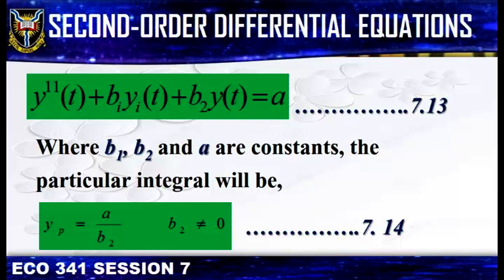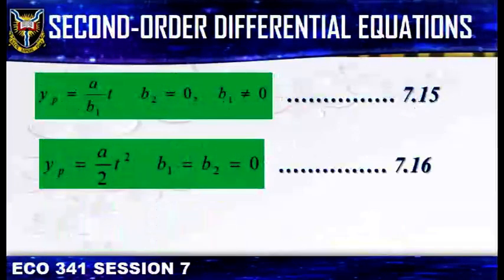The particular integral will be yp is equal to a over b2, b2 is not equal to 0, equation 7.14. yp is equal to at over b1, b2 is equal to 0, b1 is not equal to 0, equation 7.15. yp is equal to a t squared over 2, b1 is equal to b2 is equal to 0, equation 7.16.